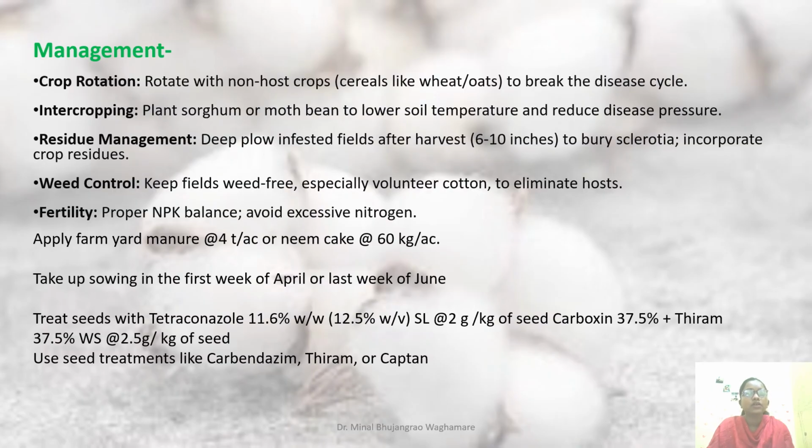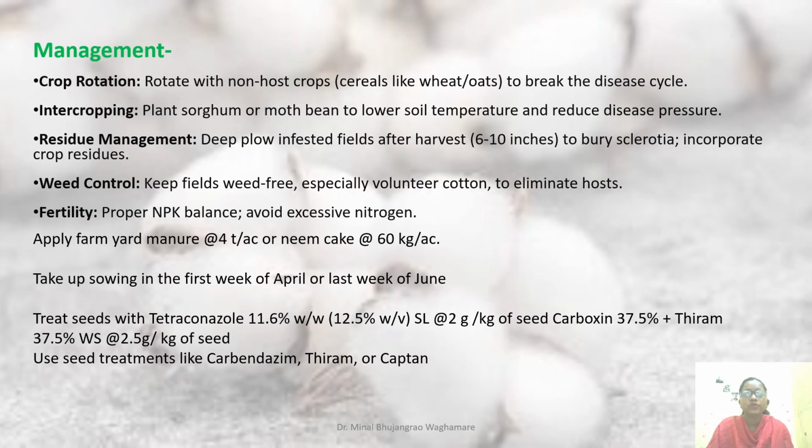Coming to the management, we will do crop rotation to break the availability of the continuous host crop to the pathogen, and rotate this crop with non-host crops like cereals, such as wheat and oats, to break the disease cycle. Intercropping with sorghum and mothbean is also advised to lower the soil temperature and reduce the disease pressure, and also provide extra income to the farmer.